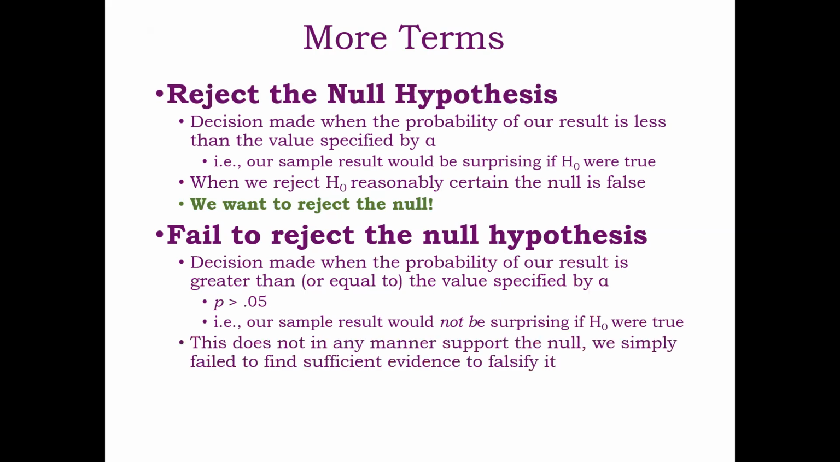This does not support the null. We never accept the null, okay? We are trying to falsify it. So we failed to find sufficient evidence to falsify it, but this can say nothing about the truth of the null. We don't want this, but sadly it happens, right?